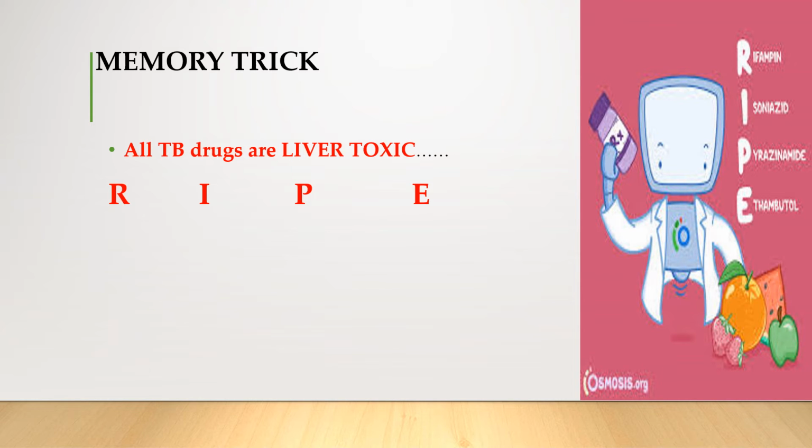Now, the memory trick to remember the drugs of TB is RIPE. And remember, all these medications will lead to liver toxicity. So RIPE means R rifampicin or rifampin, I isoniazid, P pyrazinamide, and E ethambutol.